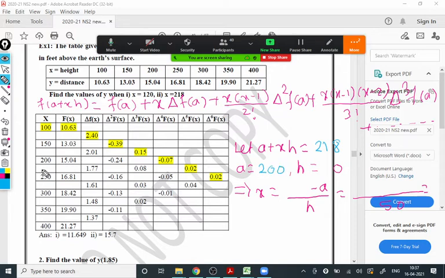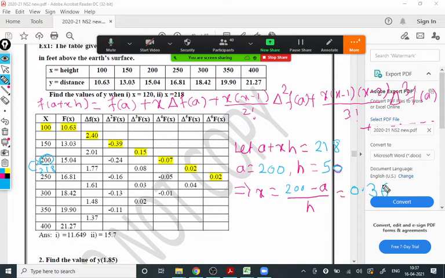So you'll observe 218 is coming here in between 200 and 250, so just above 200. So a should be 200 now. What is h again? h is 50, it will not change. What should be x now? 0.36, correct. So if you do this calculation, you will get x as 0.36.